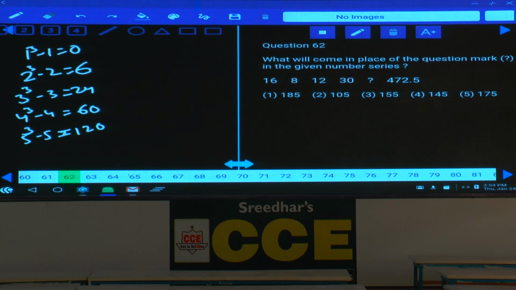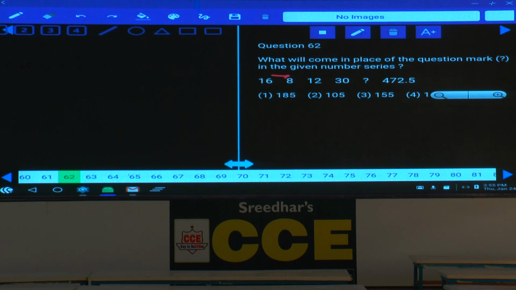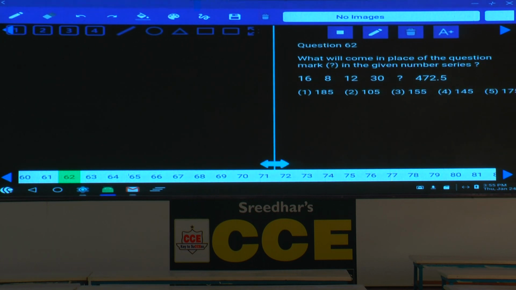Now in this question number 62, from 16 to 8 the number decreased once, and from there onwards the numbers keep on increasing. Hence whenever the number decreases once, from there it is increasing. What is the logic here? It must be 16 into 0.5, how much is that? 8. 8 and 12 can be written as 8 into 1.5 is 12, and 12 and 30 can be written as 12 into 2.5 is 30, isn't it?